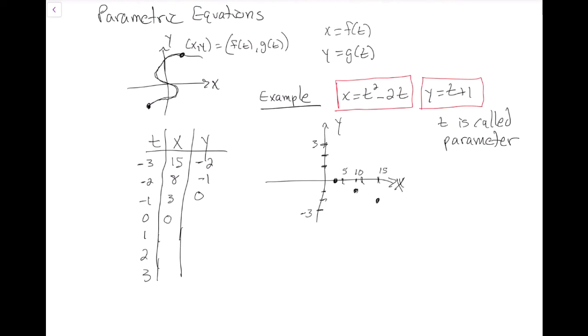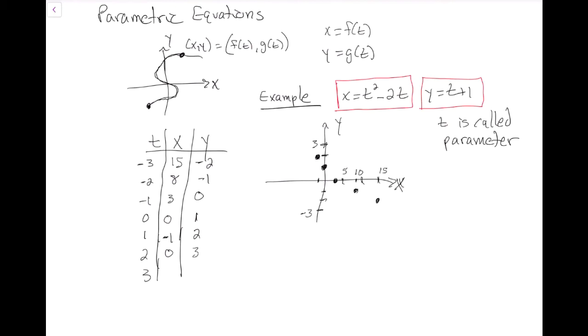And if t is 0, y is 1. So there's that point. And then if t is 1, x is going to be -1, y is going to be 2. So let's say -1, 2 is roughly about right there. There's that point. And then if t is 2, let's see, I'm going to get 4 minus 4, which is 0. And then the y value would be 3.